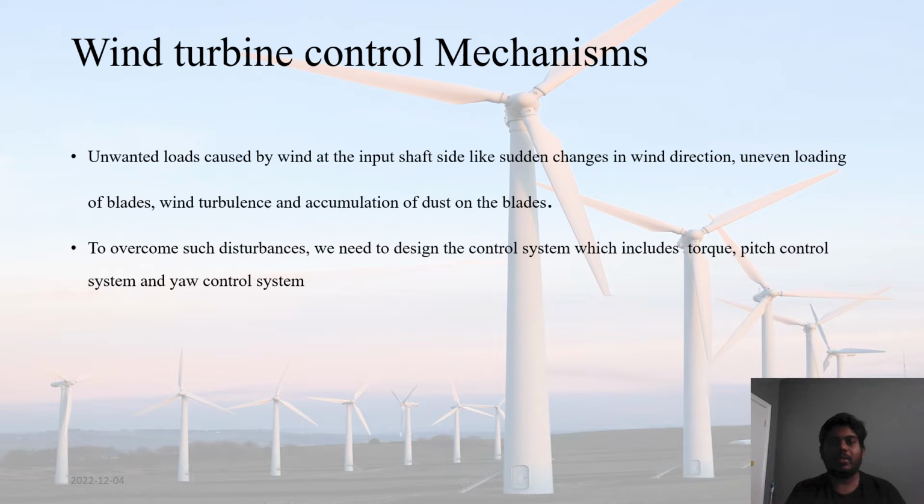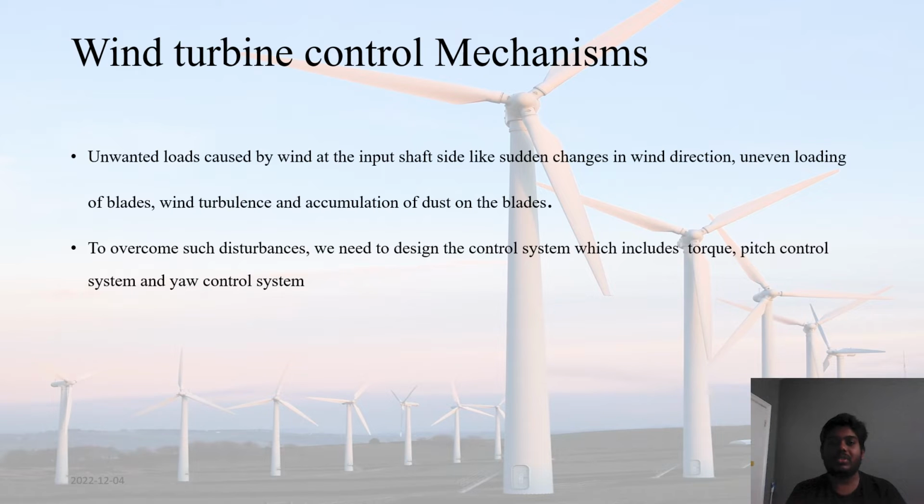Wind turbine control mechanisms. Wind turbine control is one of the most important aspects in the operation of wind turbines, as there are unwanted loads caused by the wind at the input shaft, like sudden changes in the wind direction, uneven loading of blades, wind turbulence, and accumulation of dust on the blades, which results in uneven balance of the wind turbine blades, thereby reducing its efficiency.